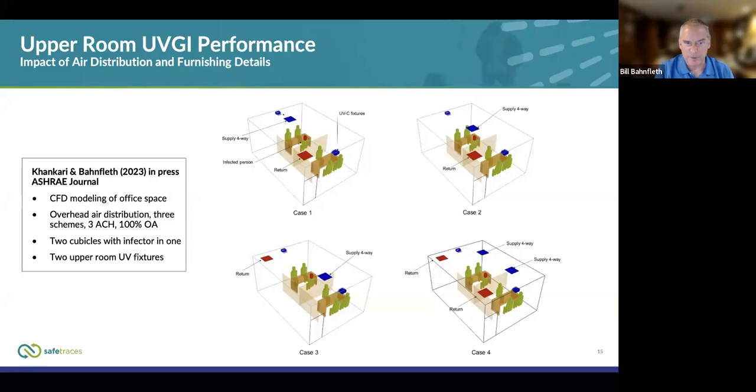So we had 3 air changes per hour of uncontaminated air coming through the space, and there are 2 upper room fixtures that you can see at the top of each of these. And we had 1 diffuser with a return in the corner, 1 diffuser in the center with return in the corner. Then we flipped the return and the supply around, and then we had 1 case where we had 2 supplies and 2 returns. Next.